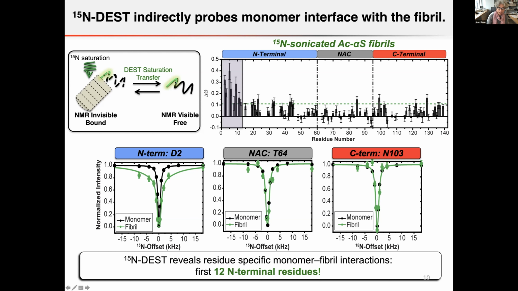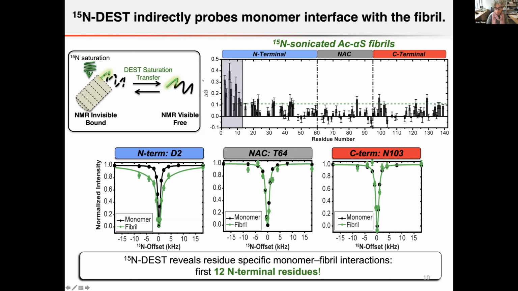And if you have an interaction with the fibril, what you see is a DEST profile that's broadened, and I've just shown that here relative to the free monomer. So this is the equilibrium monomer. So we see the DEST profile that's broadened in the N terminus, whereas in the NAC and the C terminus, we see absolutely no broadening.